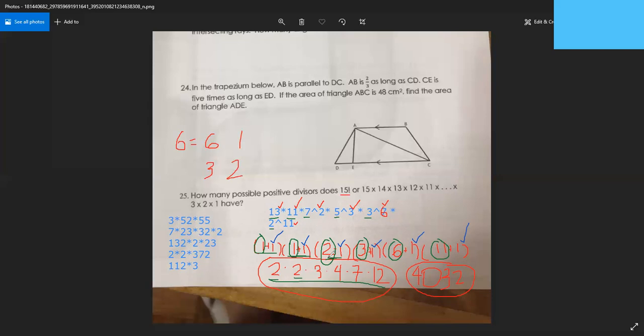Okay, question. Wait, let me copy. Okay. Wait, I'll just check something. Okay.